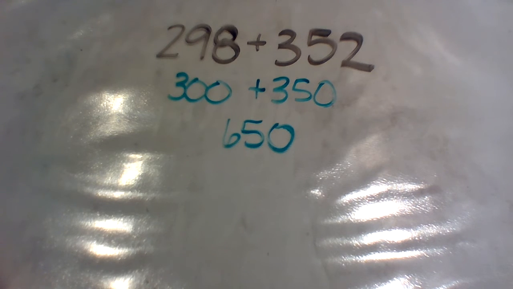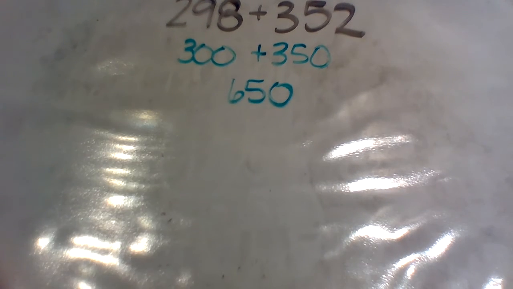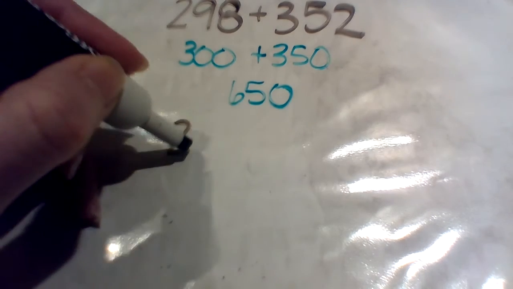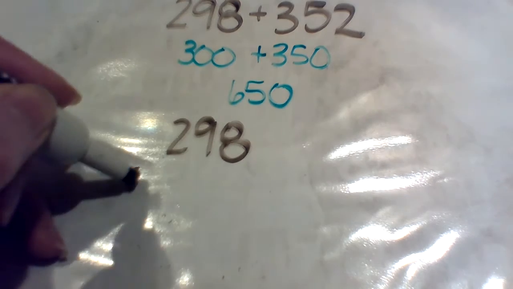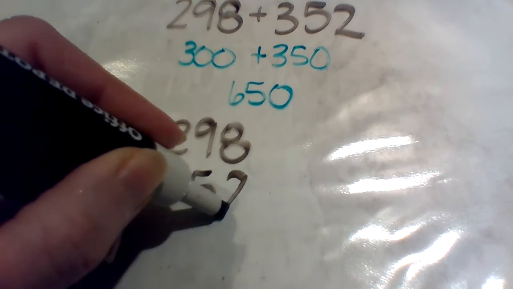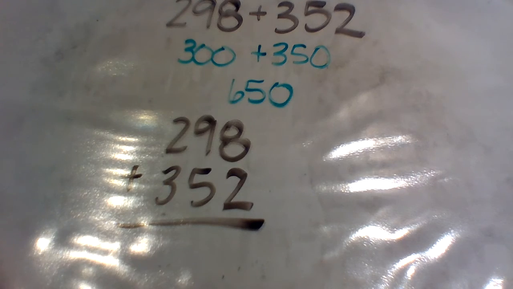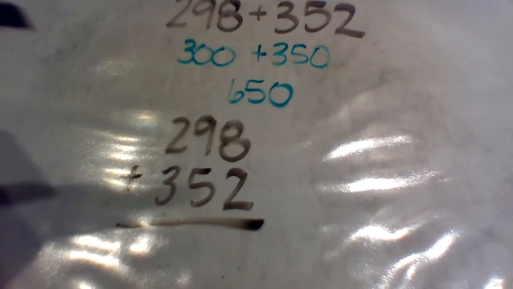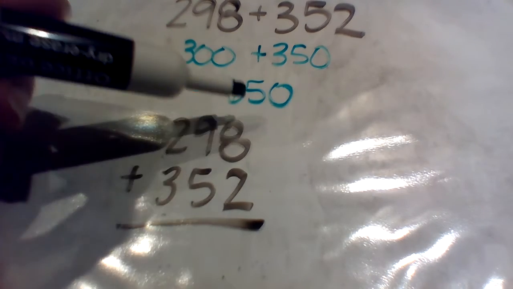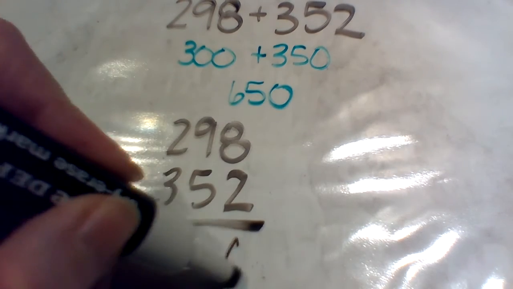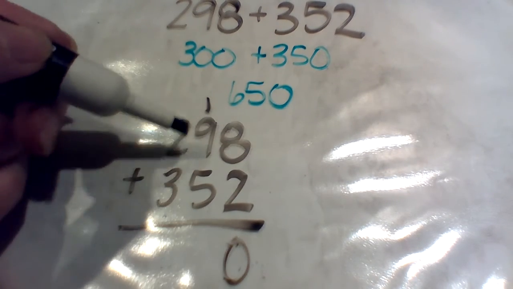Okay, so we're going to write our actual problem. I'm going to back this up a little. And so we're going to have our 298 on top plus our 352. Notice I line up my ones, my tens, my hundreds. I'm going to start on the right. So 8 plus 2 is 10. So 0, carry my 1.